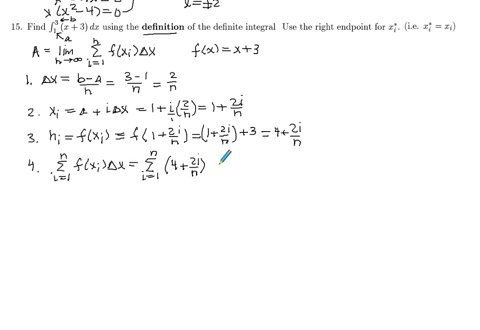And then our base, delta x, is 2 over n here. And now simplify that as much as possible. So let's multiply this in times each piece. So 2 over n times 4 is going to be, this will be sum i equals 1 to n, 2 over n times 4, that'll be 8 over n, plus 2 times 2i is going to be 4i over n times n squared.